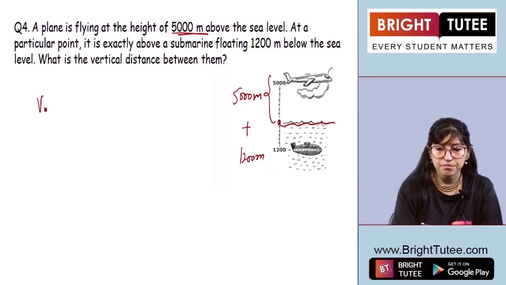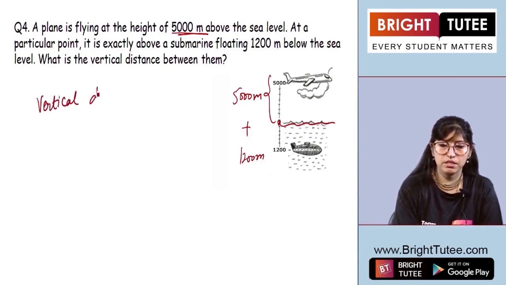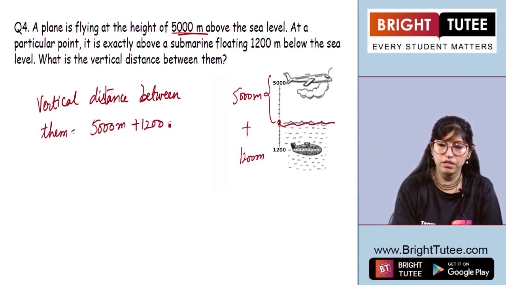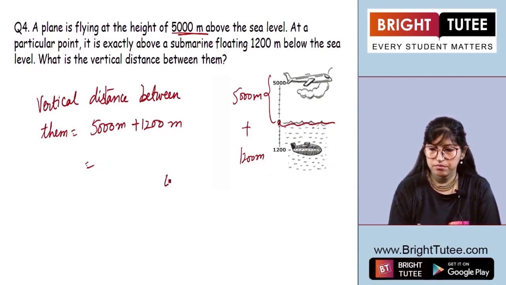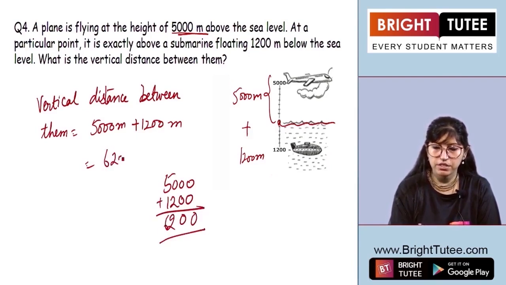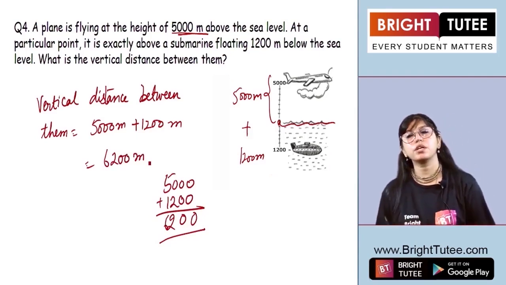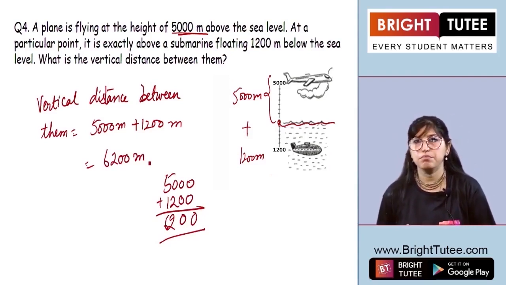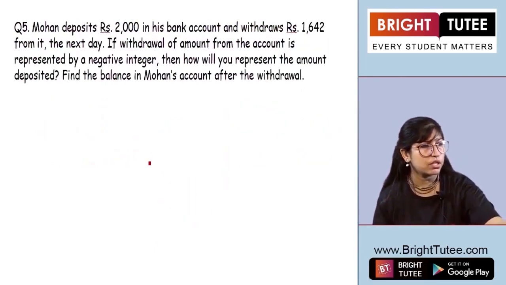So what do we write? Vertical distance between them is equals to, so we'll be getting 5,000 meter plus 1200 meters. So we can find out the final answer. So once we add, we'll get 0, 0, 2 and 6. So we'll be getting 6,200 meter, which is the vertical distance between them. Let's try and move ahead with another question.